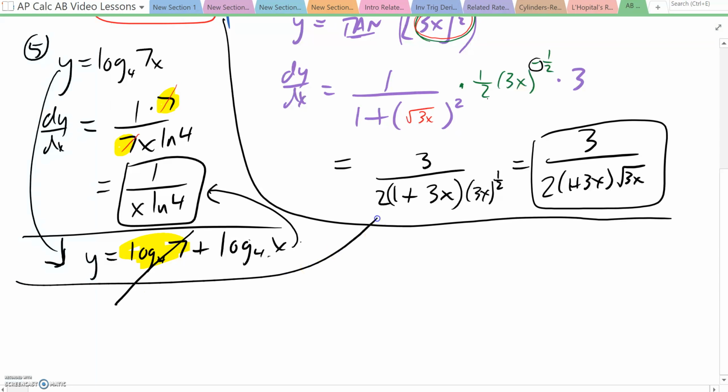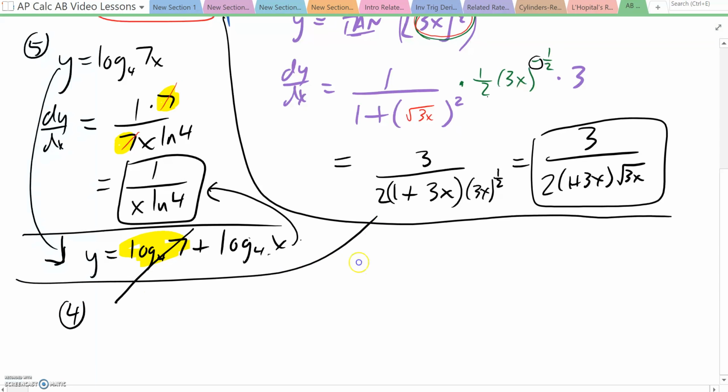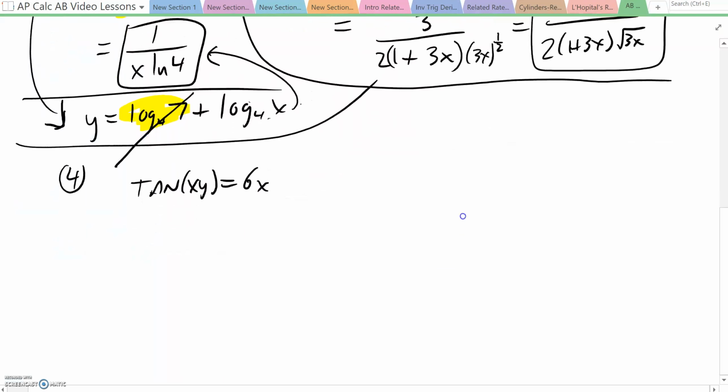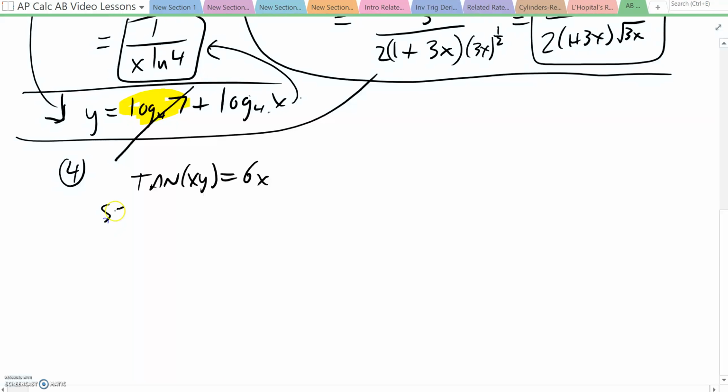All right, next up, number 4. We are given tangent of xy equals 6x. So we'll take the derivative of the left side and get secant squared of the stuff, don't change the stuff, times the derivative of the stuff. So that'll be a little f and a little g. We've got a little product rule there. So we'll go g times the derivative of f plus f times the derivative of g.